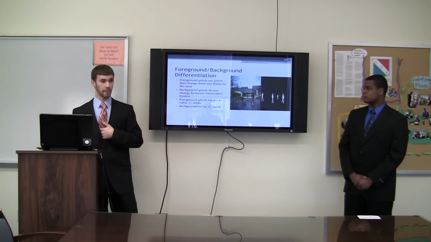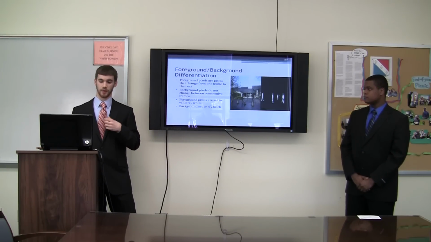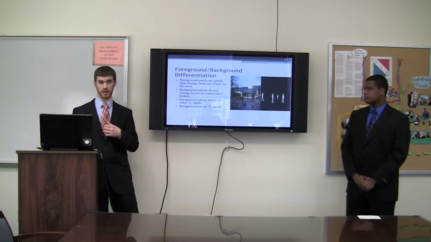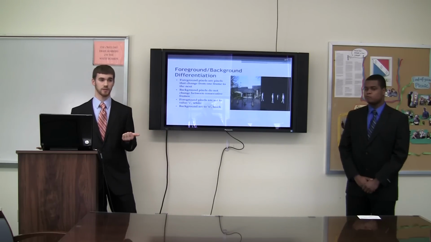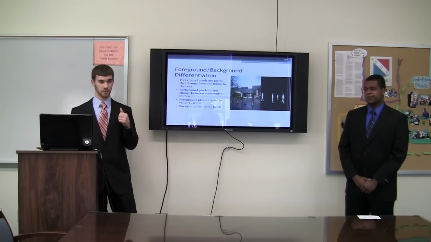Foreground and background differentiation: foreground pixels are set to value 1 in the FG matrix, which are white pixels. Background pixels are set to 0, or black.